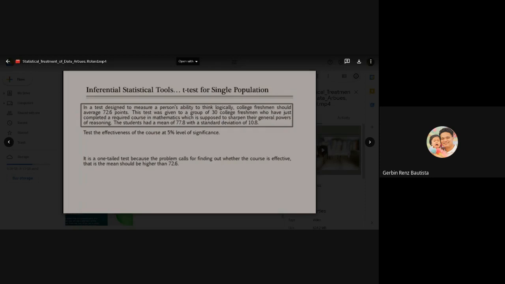The students had a mean of 77.8 with a standard deviation of 10.8. Then, test the effectiveness of the course at 5% level of significance. This example is considered a one-tailed test because the problem calls for finding out whether the course is effective and that the mean should be higher than 72.6.